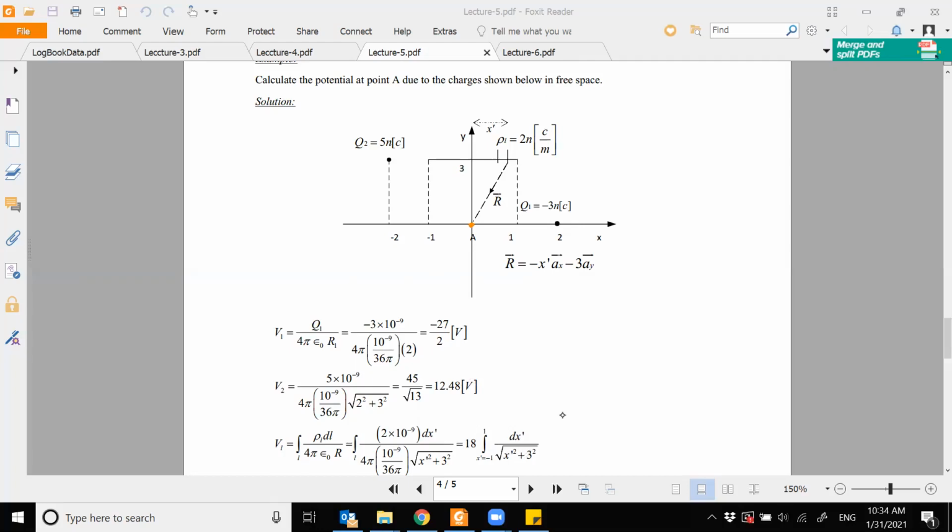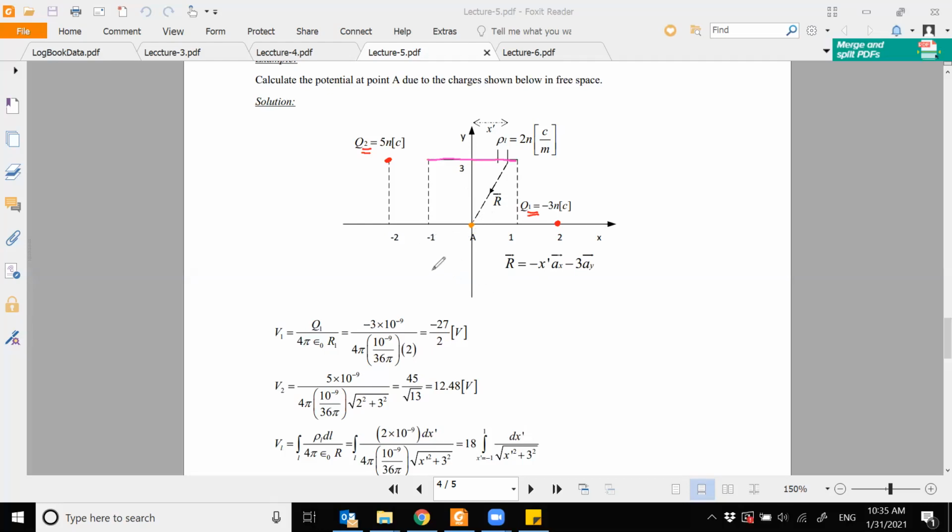So what are the charges that we have? We have a point charge Q1, which is placed at -2, 3, and z is 0. Now you have another point charge, Q2, which is placed at 2, 0, 0. And then you have a line charge. If you see here, this is your line charge, and it's a finite length line charge. Its length is given to us. So this is -1, this is 1, and this is 3. So how are you going to find the potential of all these three at this observation point P?